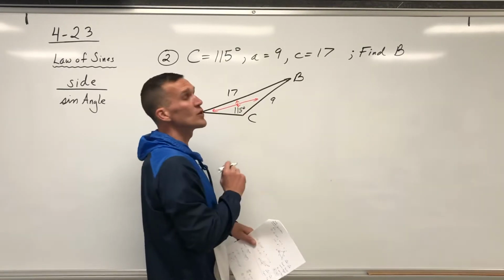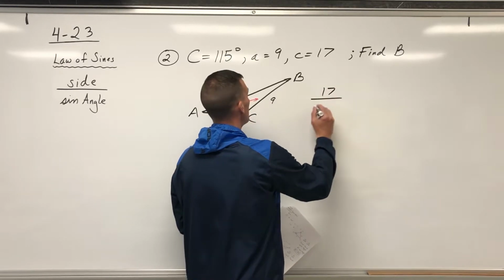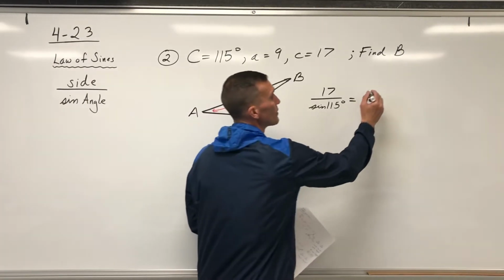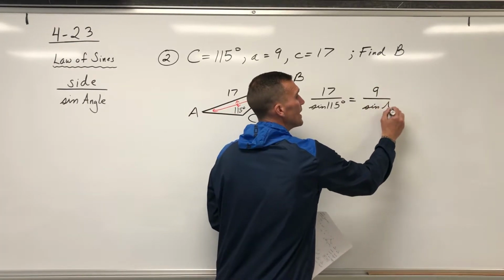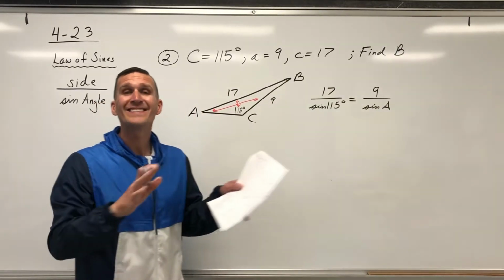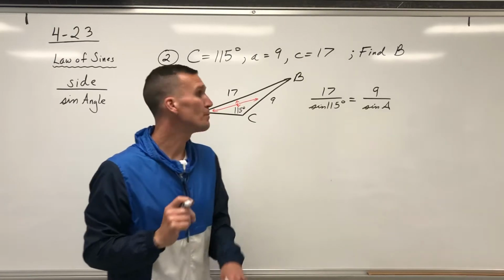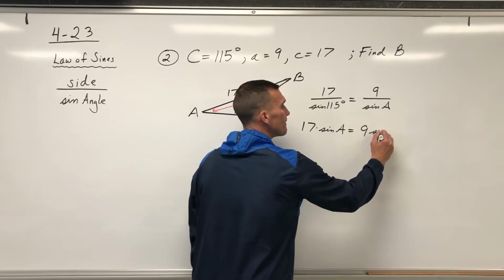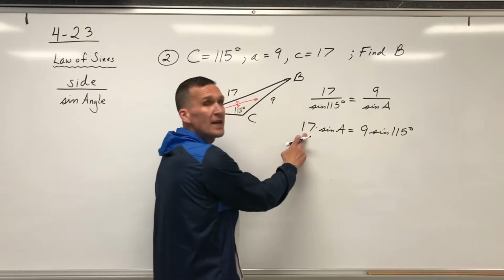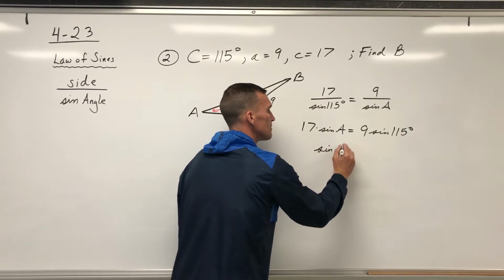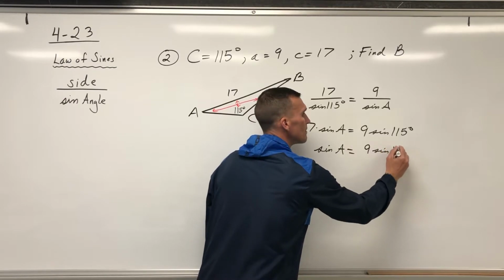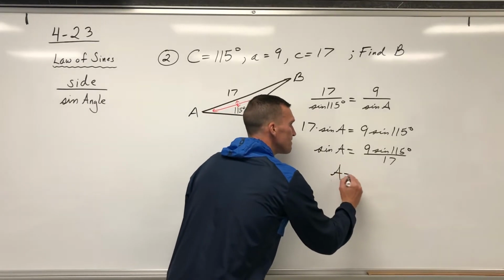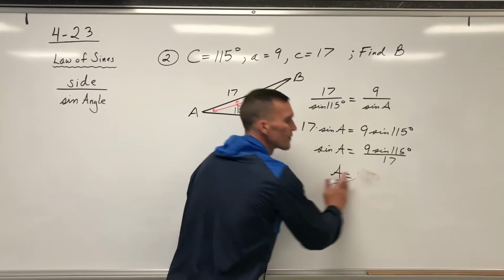Then we'll talk about what we can do after that. So I'm going to set up my law of sines. I'm going to use my C combo. 17 over sine of 115 degrees is equal to my A combo, 9 over sine of A. Now, all of the steps for this problem will be identical to the previous problem to get the angle by itself. Cross multiply. Divide by 17. Take the inverse sine of both sides. Oops, forgot to write inverse sine.